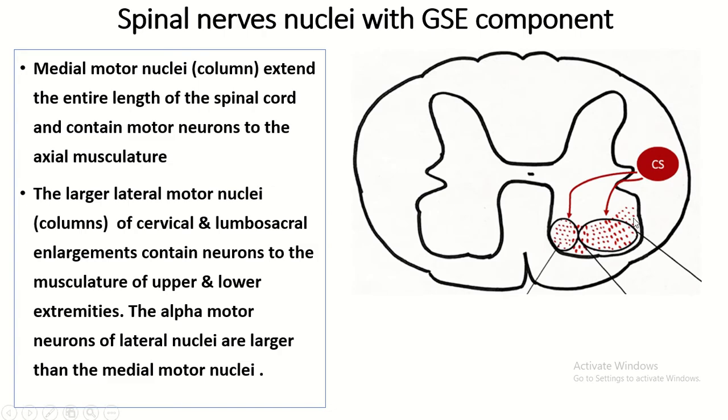In the ventral horn of the spinal cord, 2 groups of nuclei are present: a medial group and a lateral group. The lateral group is larger than the medial group. The medial group innervates axial muscles, and the lateral group, in the cervical and lumbosacral regions, innervates muscles of the upper and lower limb.